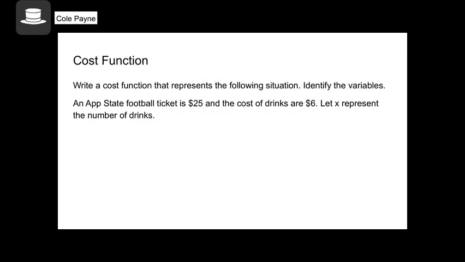So let's generate a cost function. Since we're talking about a function, I'm going to say C of X. All right, so my fixed cost for an App State football ticket is $25. So going to an App State football game, I buy a ticket, so that's $25 that I'm out for the ticket. But drinks are $6 at the game. I don't know how many drinks I will drink at the game. Might not drink any, might drink 10, whatever it is, right? So then that would be 6 times X. All right, so that would be a cost function. It looks the same as what we've done before, but now we're implementing this C of X aspect to make it a function.